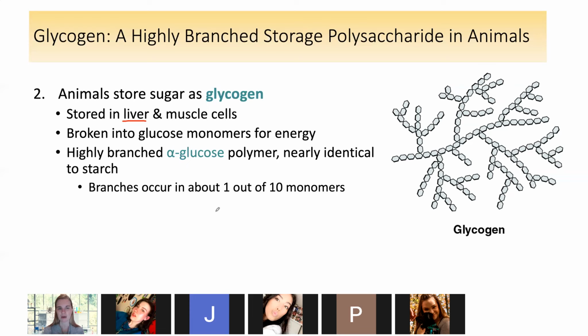Does anybody know why our muscle cells store lots of glycogen? Why would it be important for those cells to store it, particularly your skeletal muscles, probably even a little bit of your cardiac muscle? Why would we store glycogen there? In case it's ever needed. What was that?